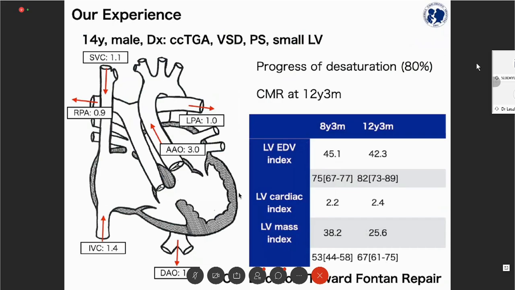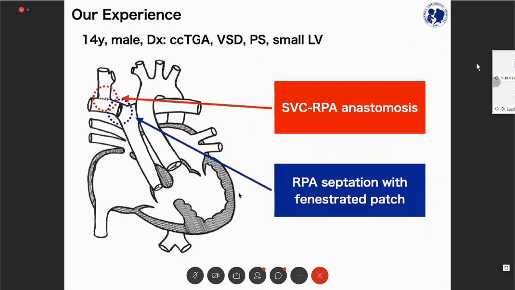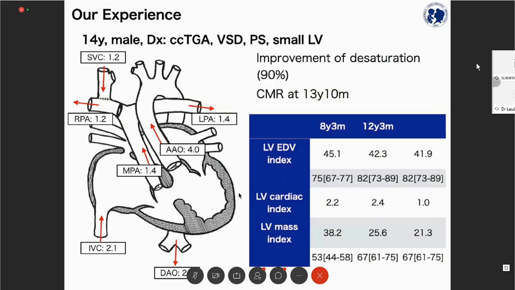So we did, because the left pulmonary artery is very narrow, the SVC-RPA anastomosis and RV septation with a patch. Next slide, please. And after that, we did the CMR at 13 years, 10 months of age. Left ventricular volume index is 41.9, left ventricular cardiac index is 1.0, and left ventricular mass index is 21.3. Next slide, please.